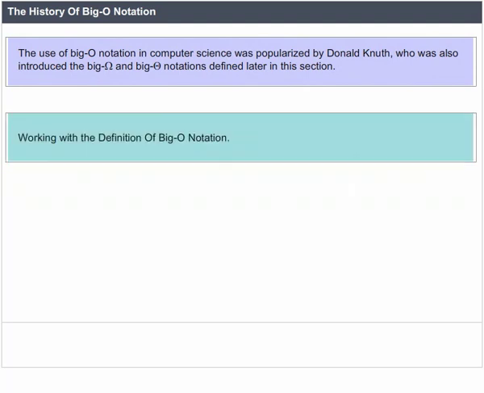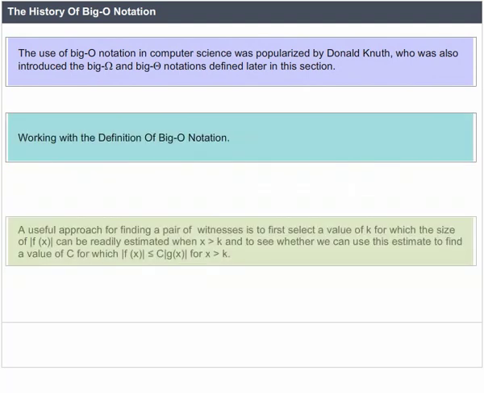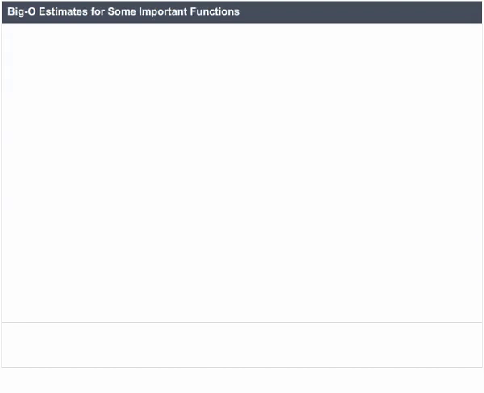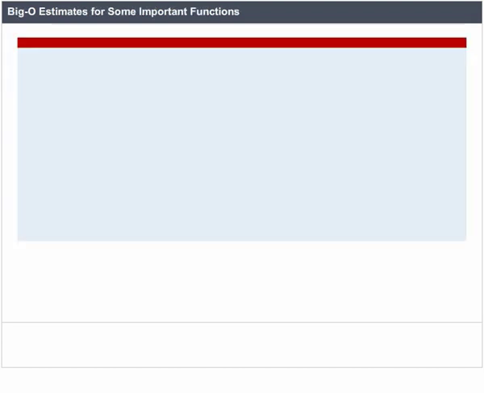Working with the definition of big O notation, a useful approach for finding a pair of witnesses is to first select a value of k for which the size of modulus of f of x can be readily estimated when x is greater than k, and to see whether we can use this estimate to find a value of c for which modulus of f of x is less than or equal to c times modulus of g of x for x greater than k. Big O estimates for some important functions.